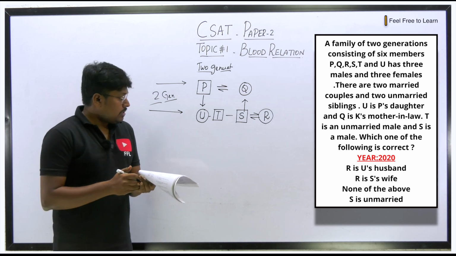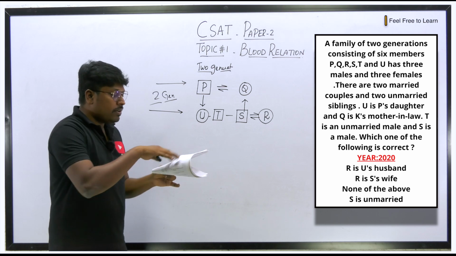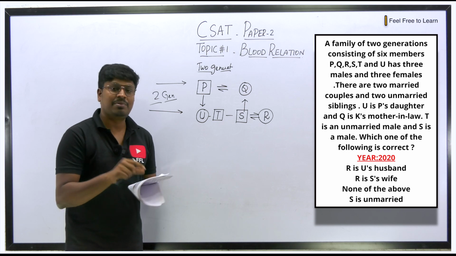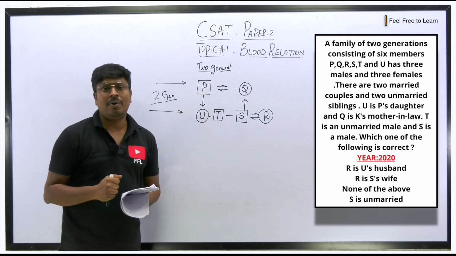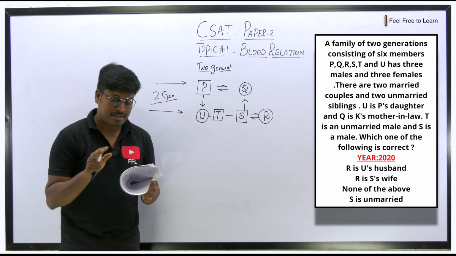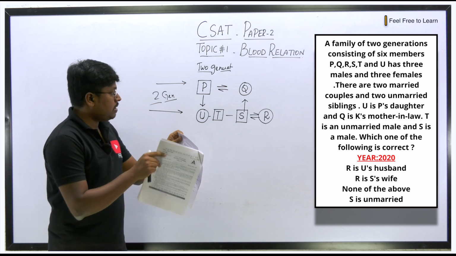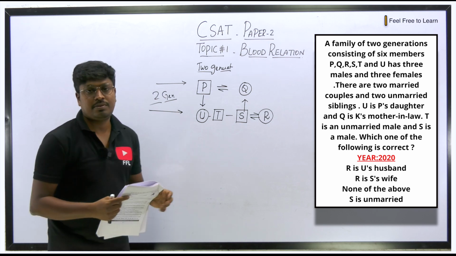Understood? That's it, right? This is the level of the question they usually ask in your exams. You can't crack this question just like that. Only if you are strong on the basics can you crack this question. So finally, the answer for this 2020 question is: R is S's wife.